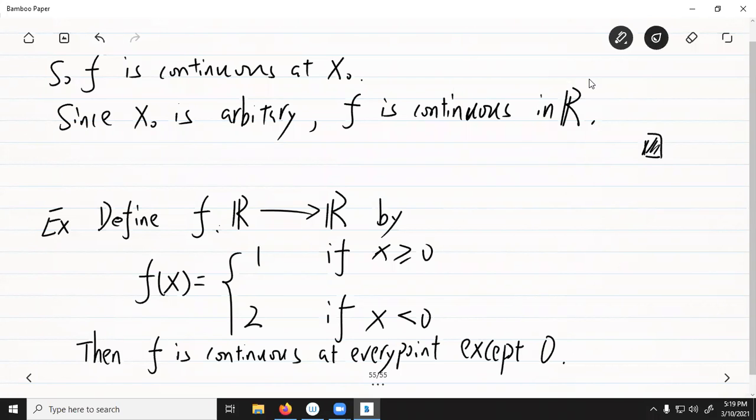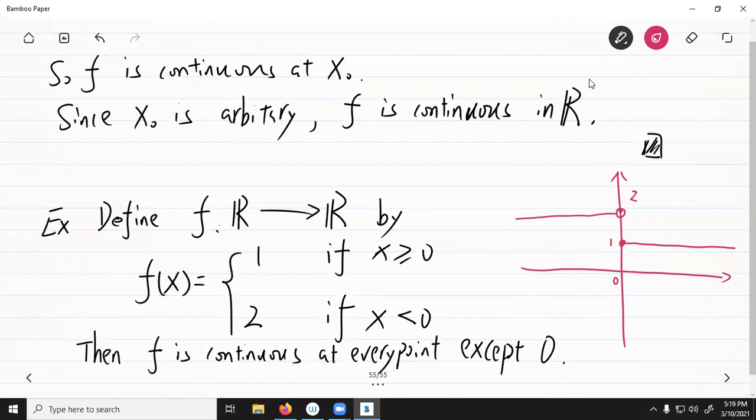Before that, let's draw the graph to help you understand. For x greater than or equal to 0, f equals 1. This is 0, and 1 is here, so this is a solid point. For x less than 0, f equals 2. So this is 1, this is 2, and here it is a hollow circle. Okay, so this is the graph.